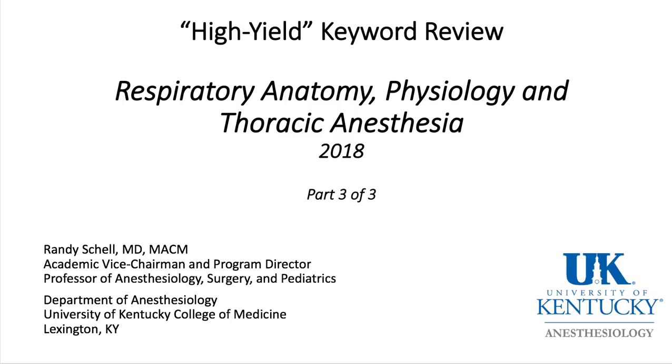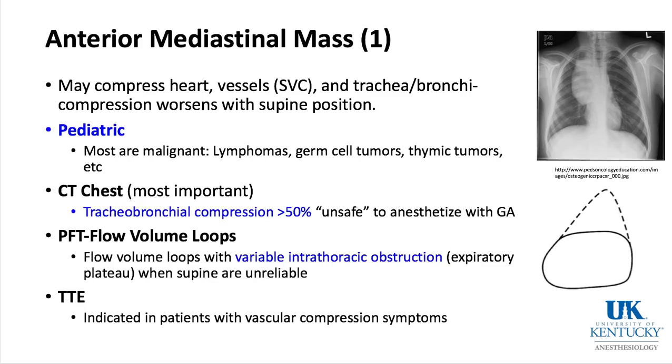Our first keyword in part 3 of this 3-part series is anterior mediastinal mass, and the chest x-ray at the far right shows a large anterior mediastinal mass compressing the trachea. These masses can compress vessels like the superior vena cava, the heart, as well as the trachea and bronchi, often worsening when the patient's in the supine position.